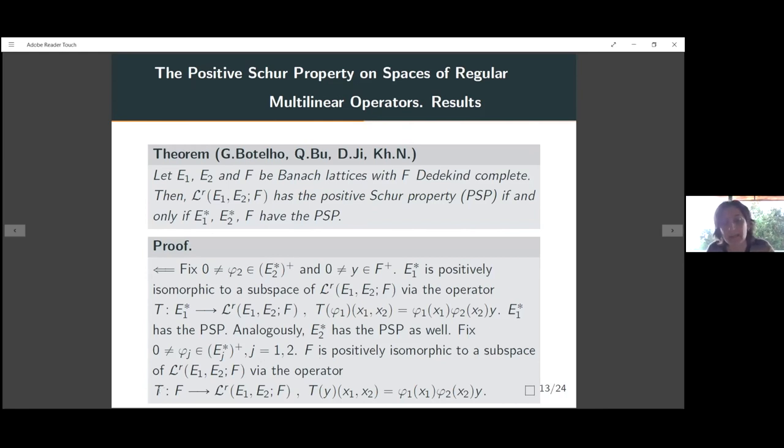To prove that F has the PSP, we define the operator T in a slightly different way, by fixing beforehand phi1, non-zero and positive on E1, and phi2 belonging to E2 star, again positive and non-zero, and then having the following form of the operator, which is positive and is also an isomorphism onto its range. So this was the proof of this theorem.